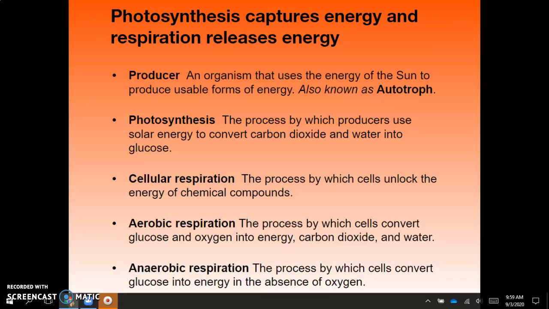Aerobic respiration is the process by which cells convert glucose and oxygen into energy, CO2, and water. And then anaerobic respiration is the process by which cells convert glucose into energy in the absence of oxygen. So the difference is just that anaerobic respiration creates energy without oxygen.